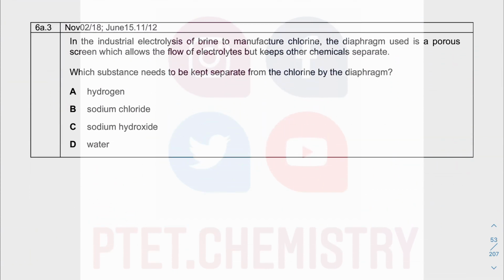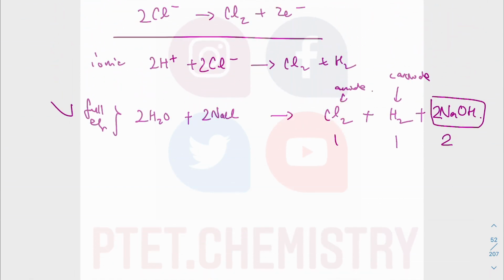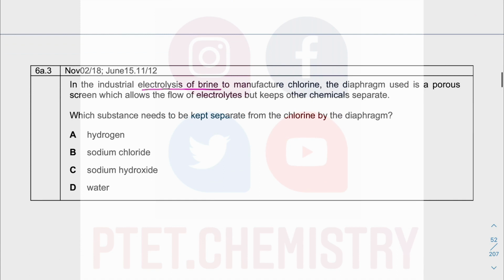The next question is again on the industrial electrolysis of brine. So we know previously that we will produce Cl2 at the anode, we'll produce H2 at the cathode, and this is our solution NaOH. And we must not allow the NaOH to be in contact with the Cl2. That's why we have this thing called a diaphragm. It's like a membrane that prevents the sodium hydroxide from going to the site containing the anode where the chlorine is produced, right?